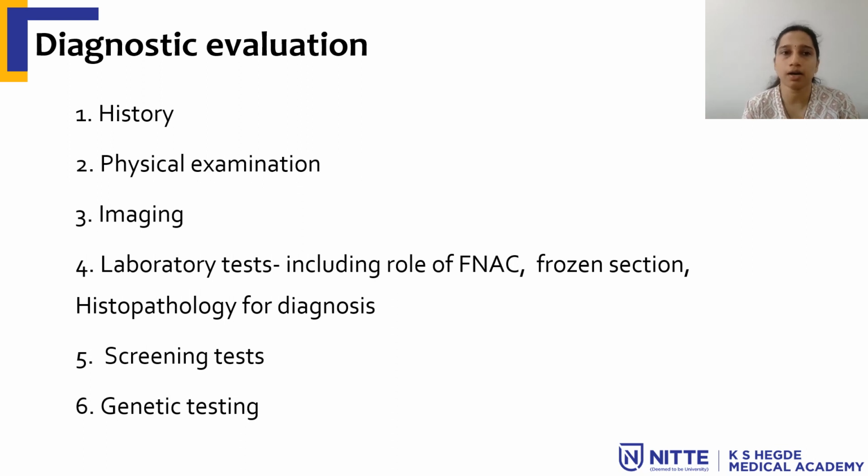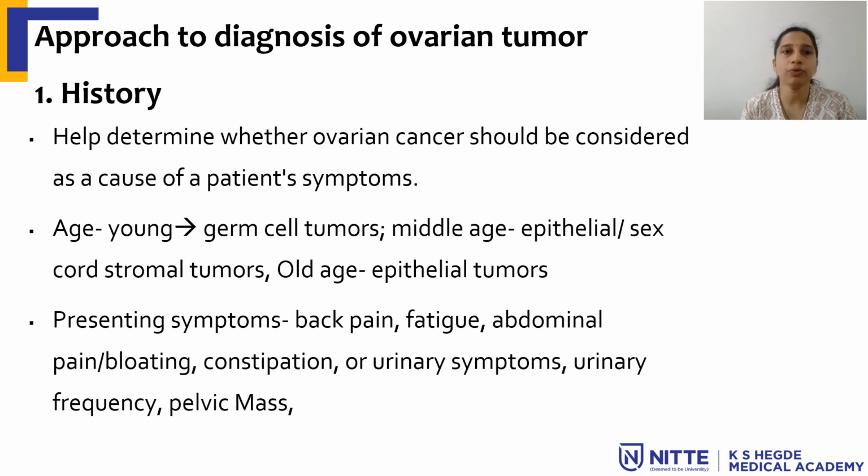So these steps are primary history, followed by physical examination, imaging analysis, laboratory tests, which include FNAC, frozen section, various blood tests, and also histopathology on biopsy or on excision specimen. And we will be talking about screening tests and also genetic tests for those who are at high risk of ovarian cancer. So coming to history.